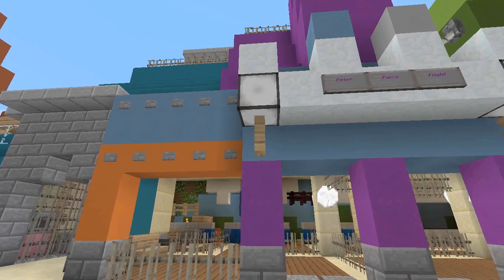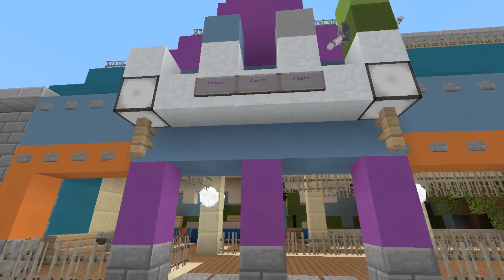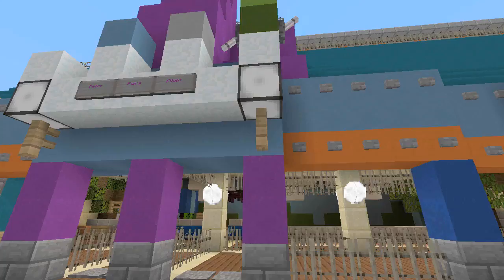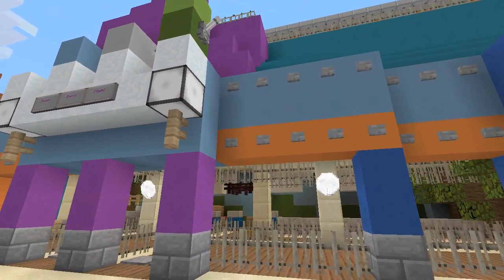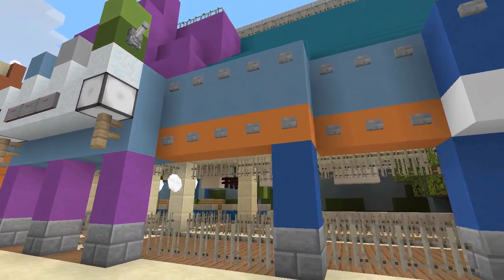Today we're going to be sticking around in the Magic Kingdom and taking a look at a classic ride. And by classic, I mean classic. We're going to be taking a look at Peter Pan's Flight, located in Fantasyland.